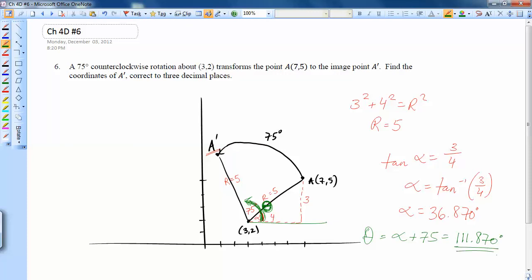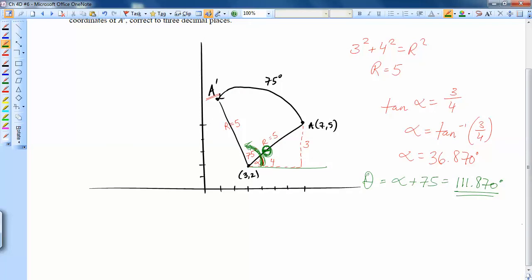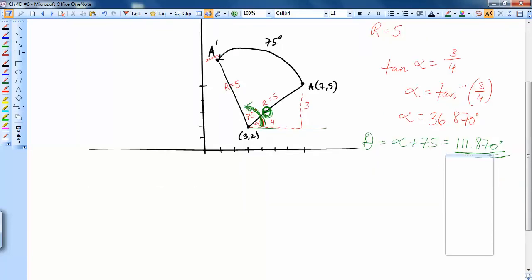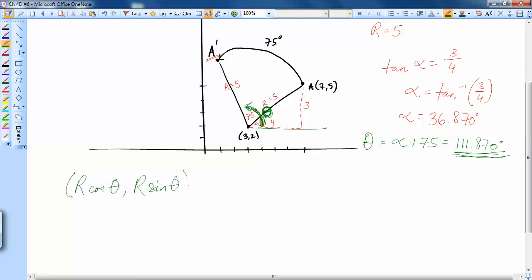Now, if this were centered at 0, 0, then I would just do 5 cosine this angle, 5 sine this angle to figure out the coordinates where I ended up. But since it's translated over, I'm going to need to do r cosine theta and r sine theta, but translated. So instead of r cosine theta, I'm going to need 3 plus that because the center's at 3, and then 2 plus that because the y value at the center's at 2.